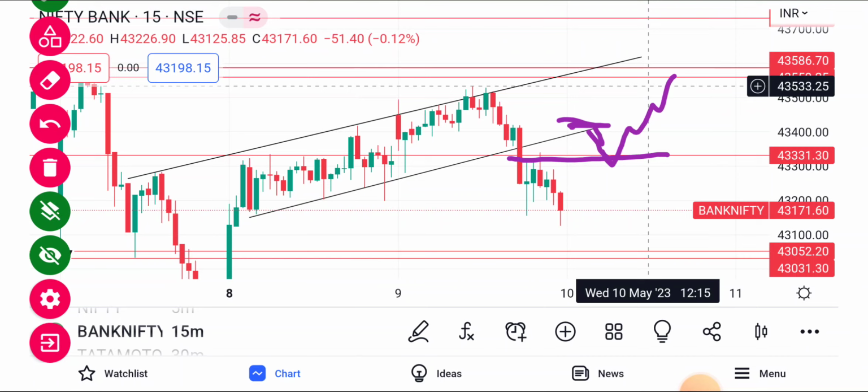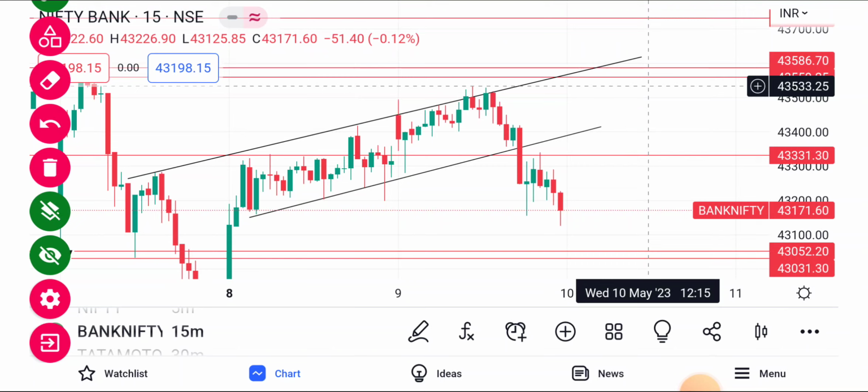And if it again opens gap up and again comes within this zone and sustains below 330, then in a very small quantity I can go for a put. The rest of the targets will remain the same. And if it takes support here and goes up, the targets will remain the same towards the upside.